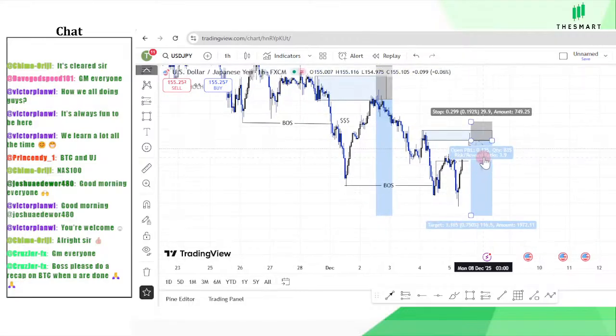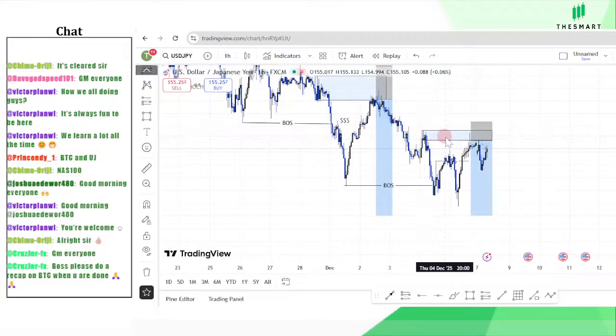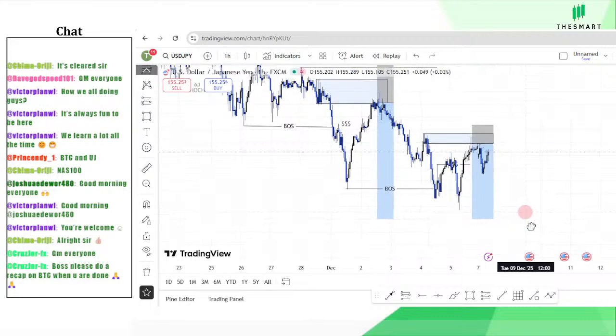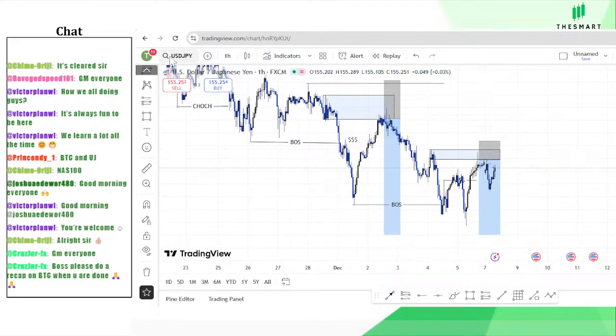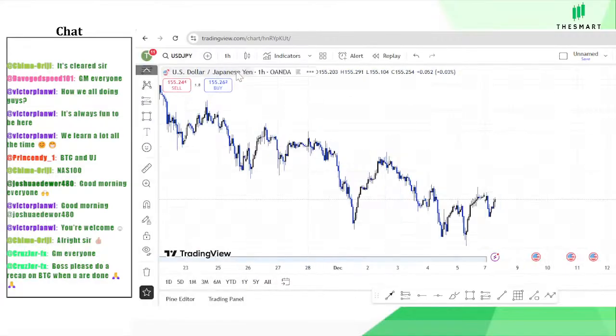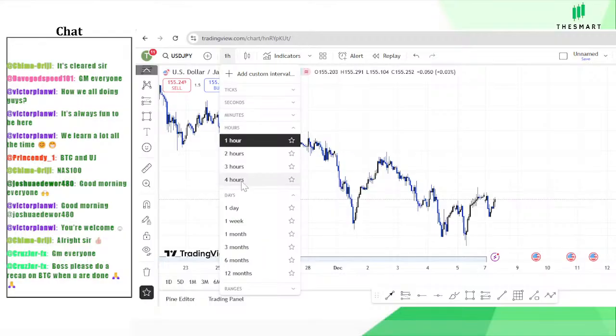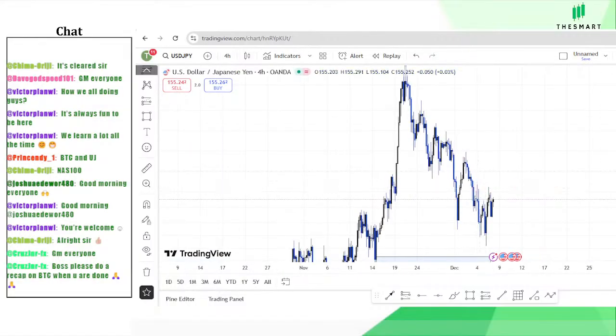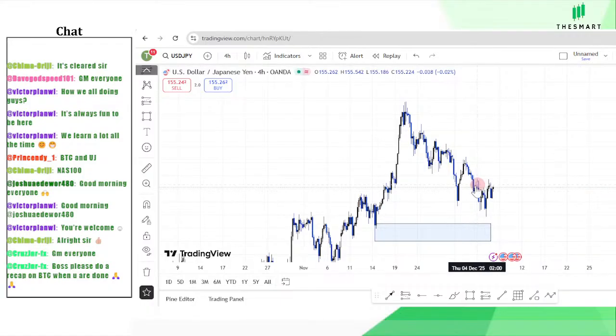So for now, this is the last supply I have on USD, and if this price is able to hold, then we should see price roll to the downside. But if this supply is being violated, then this is what we'll have. Let me put it on 4 hours so you get to see what we'll have. So if that level is violated on the 1 hour, I'm going to mark it on the 1 hour. This is what we have.